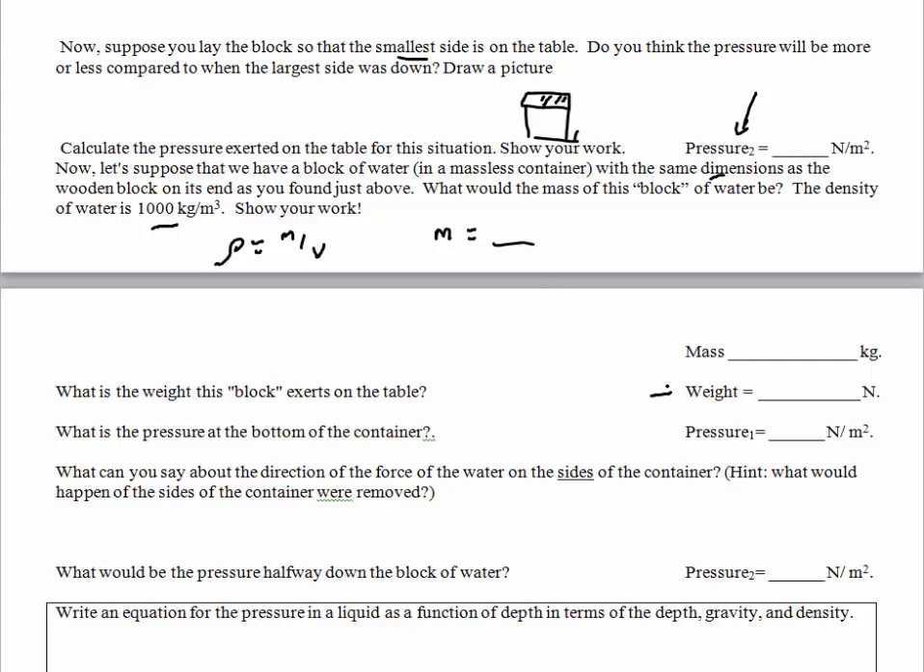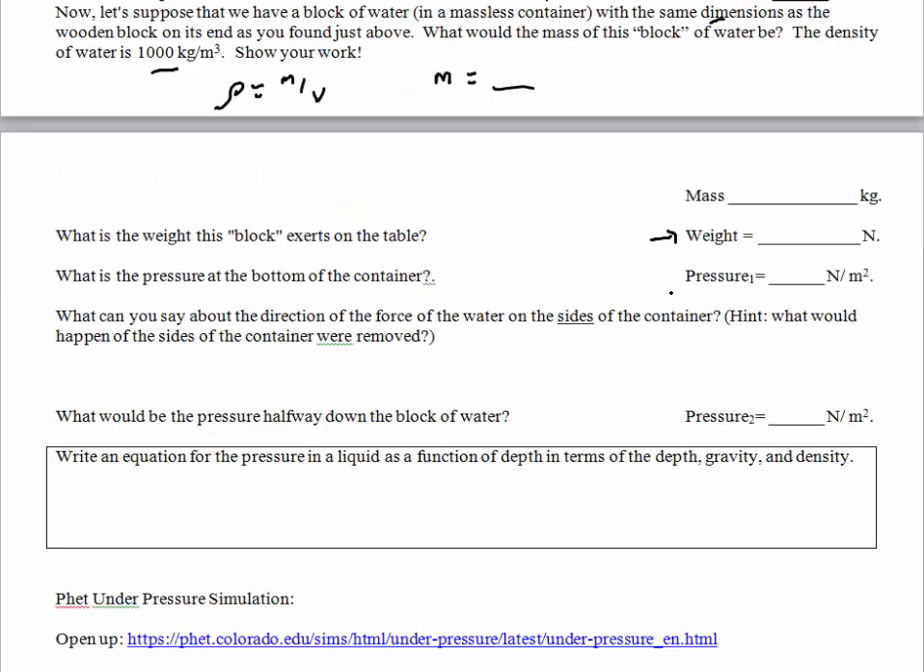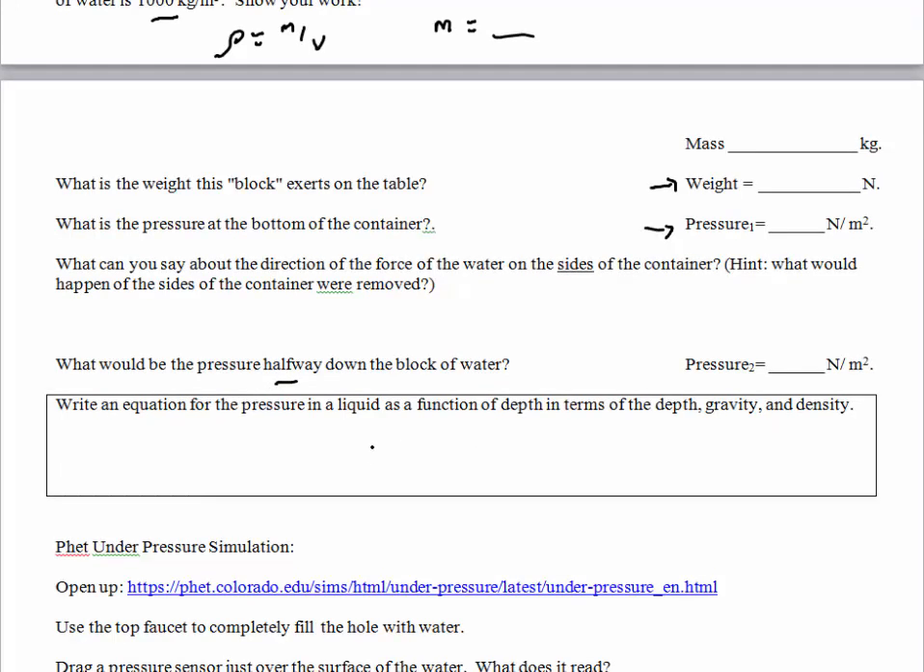I would expect the weight to be larger because that block was originally wood, and we can also calculate the pressure at the bottom of this block. And what we can then do is we could say, well, just like the stacked block, would the pressure be halfway down? Then what I want you to do is write the pressure in the language of the depth, gravity, and density.